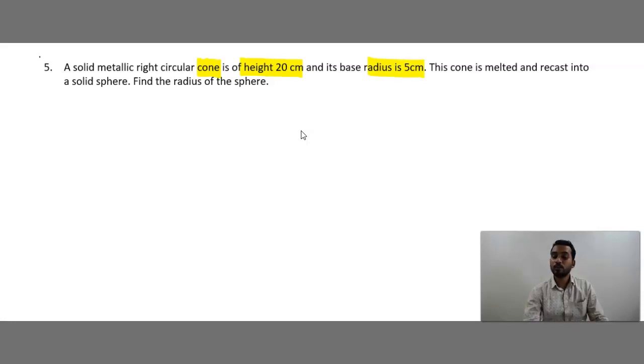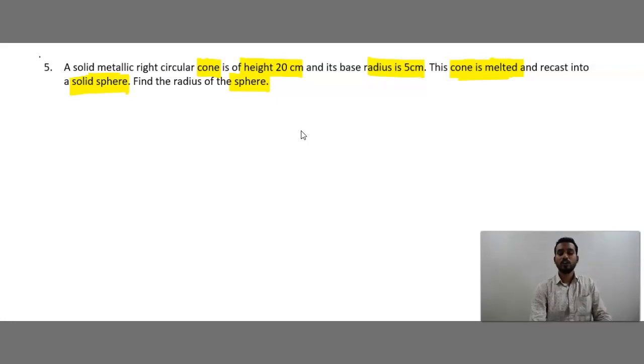Now what we are doing? This cone is melted. Can you see here? We are melting the cone, means we are changing the shape. Cone is melted and recast into a solid sphere. It means cone is converting into solid. It means what we have to use? Volume. I told you in the beginning problem. And we should find the radius of the sphere. It's a very simple problem.